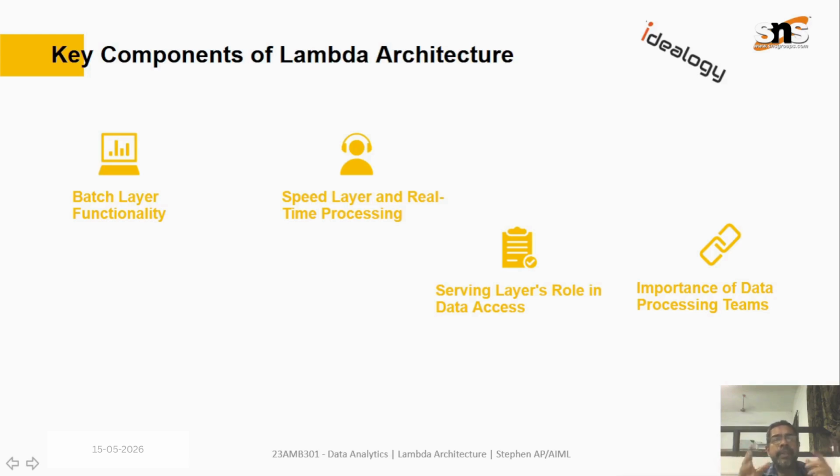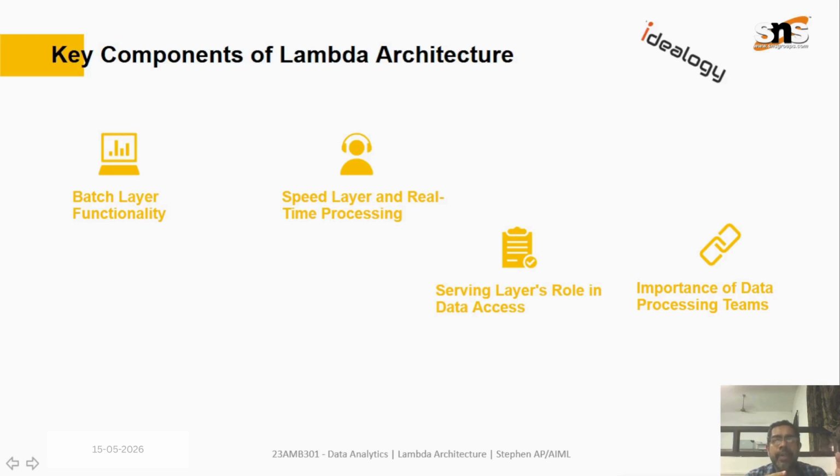Number two is the speed layer, or the real-time processing layer. This speed layer keeps the real scenario, which means it brings liveliness to the streaming. And number three is called the serving layer. This serving layer provides the role of data access, which means in what way the data has to be sent.